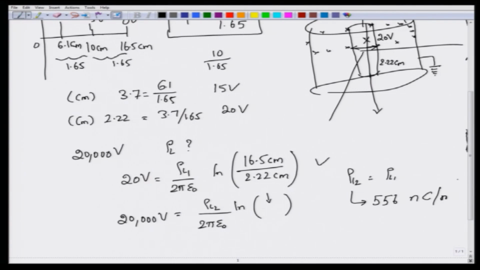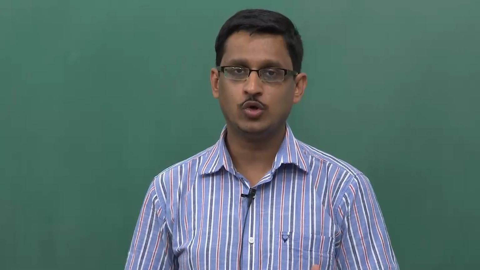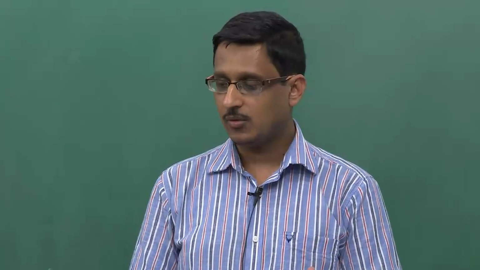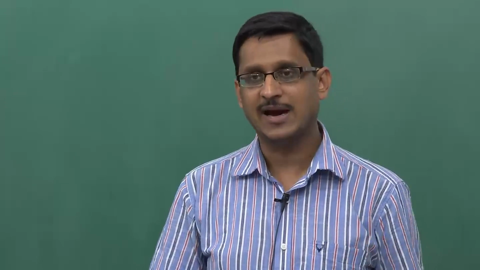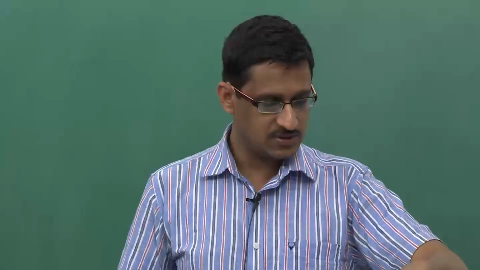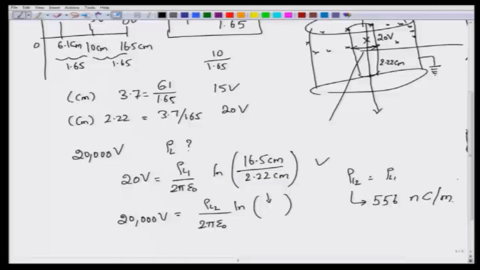nanocoulomb per meter. Okay. Here again you can see the appearance of picocoulombs, nanocoulombs. The amount of charge, or the charge density, is actually very small, because picocoulombs and nanocoulombs are what you actually see in practice. We have seen that 1 coulomb is actually a very large quantity. Okay. Here are some of the other field distributions that I am going to show you.